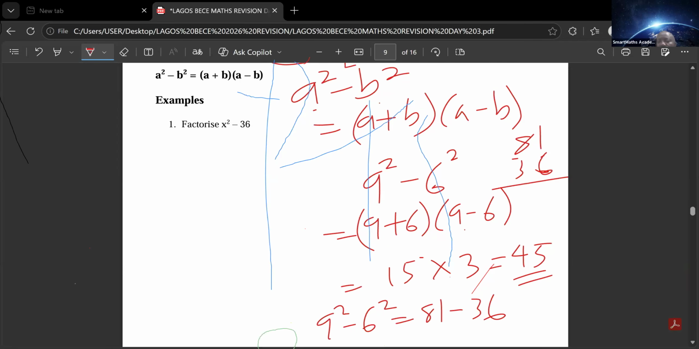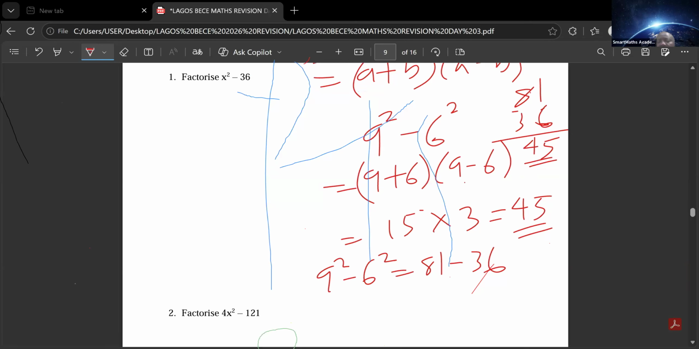So we borrow 1 here. That is going to give us what? 11. That is 5. This remainder 7. That is 4. 45. You still get 45. You can see the same thing. So that is why it is very correct.